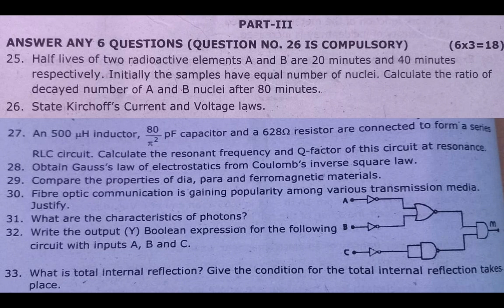Question number 31. What are the characteristics of photons? Question number 32. Write the output Boolean expression of the following circuit with inputs A, B, and C. Question number 33. What is total internal reflection? Give the condition for total internal reflection to take place.